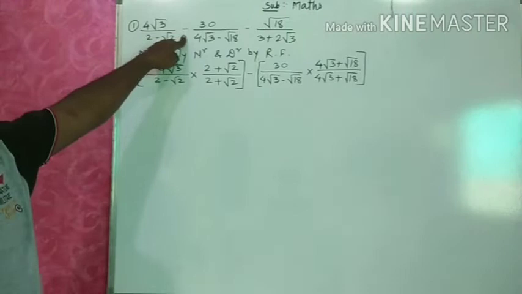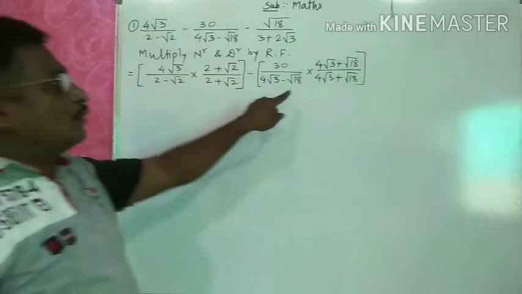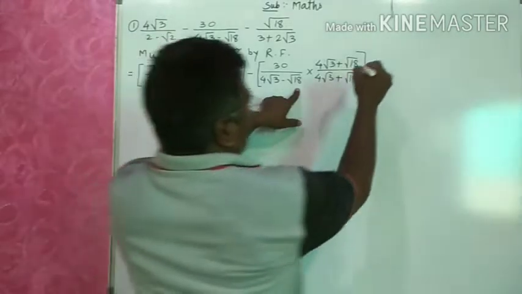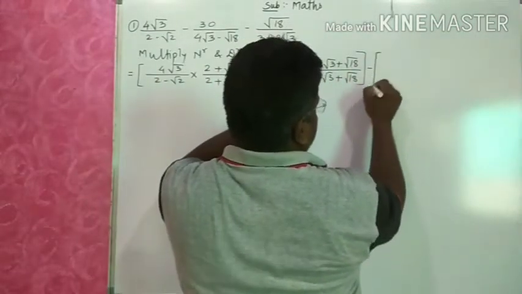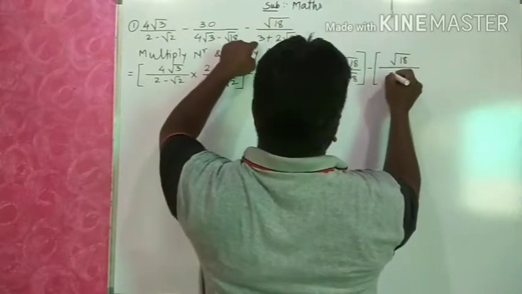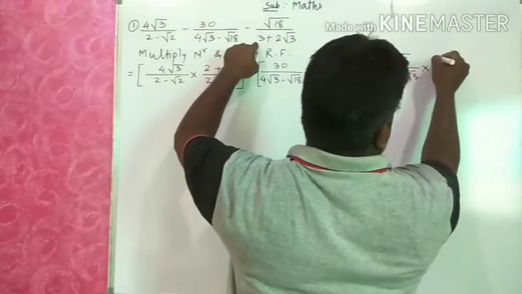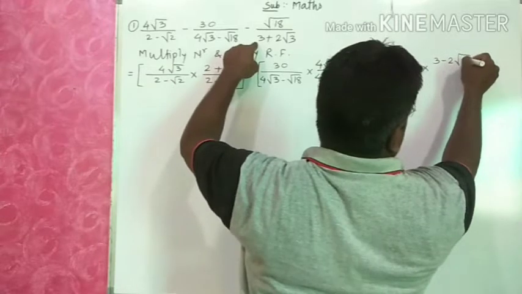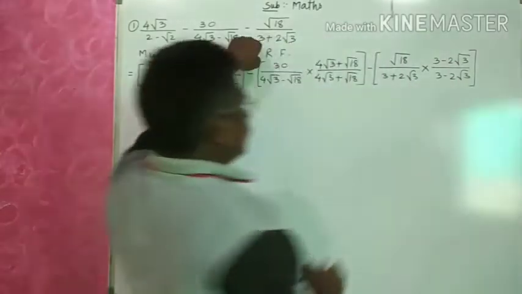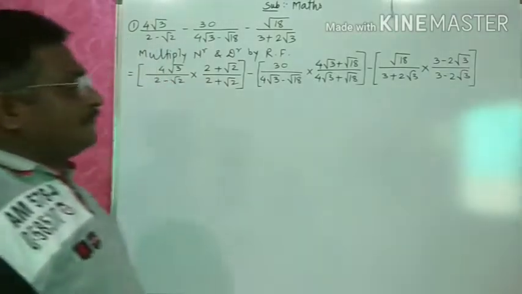The most important thing is to write the question correctly. Whatever the students asked, they wrote the question wrong. They wrote 8 here. So if you make this mistake, you will not get the answer. Third term: root 18 by 3 plus 2 root 3, into the rationalizing factor 3 minus 2 root 3 by 3 minus 2 root 3. So all 3 terms we rationalize with the rationalizing factor.